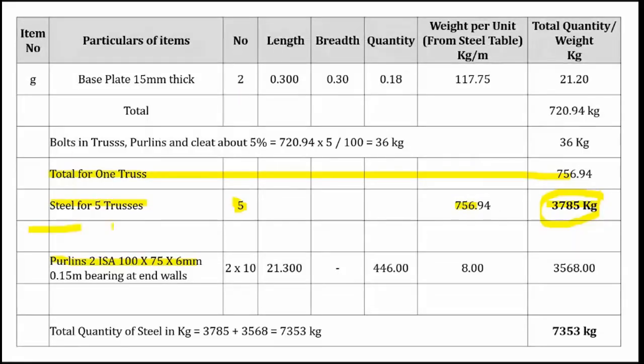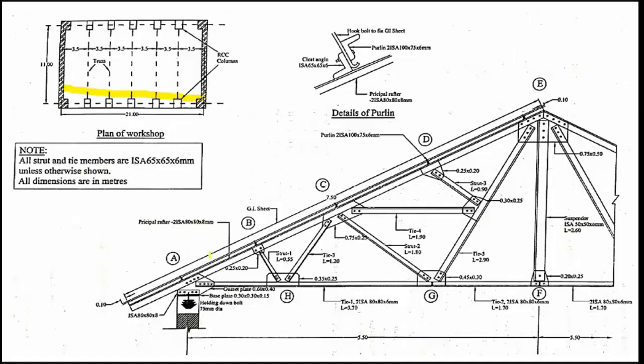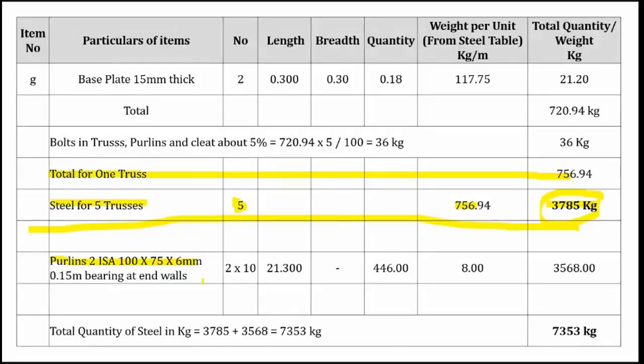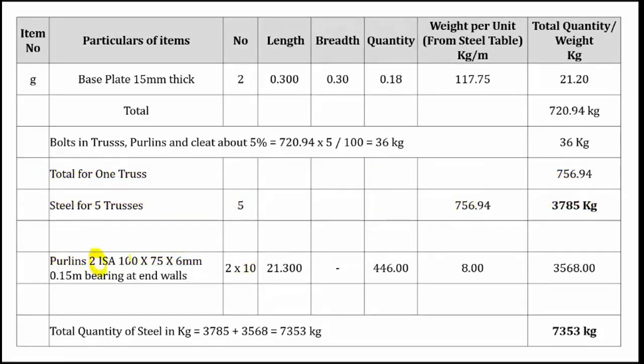So after calculation of the trusses, how many purlins do we have? Just now I said 1, 2, 3, 4, 5. So left side 5, right side 5. Therefore 10 numbers. As it is a double angle, multiplied by 2. Therefore totally we have 20 angle sections. Then next, we have to calculate the length now.